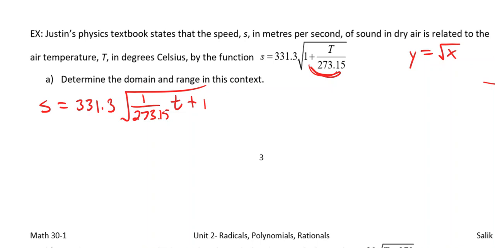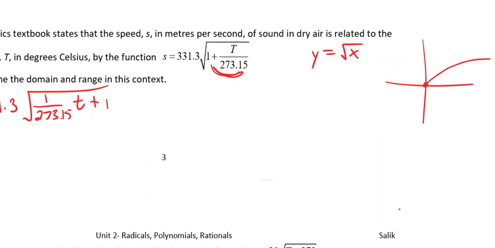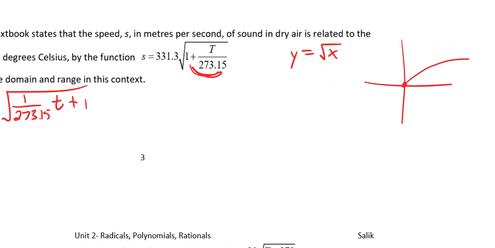So if we want to figure out our range, any ideas? Looking at what's happening here. Yeah, y has to be greater than or equal to 0. It still does, right? So y had to be greater than or equal to 0 in our original, and even though I'm multiplying here, you can imagine all these numbers on this graph being multiplied by 331. I've got a vertical stretch, but what about where I started?